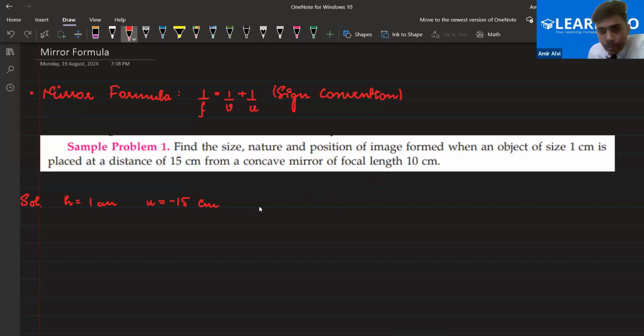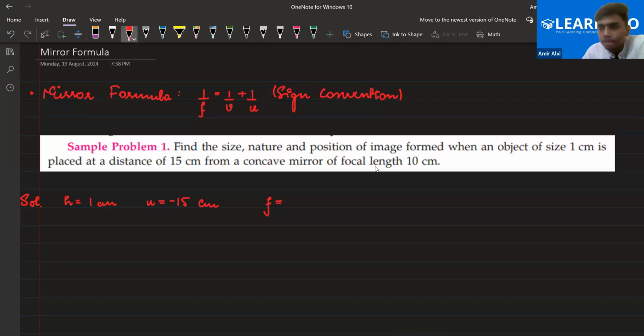Focal length of concave mirror is also given to you. Now tell me whether it's positive or negative. We have discussed this in the image formation part. Zainab said positive. What about the rest of you, Arish, Aayan, and Junaid? Positive or negative?